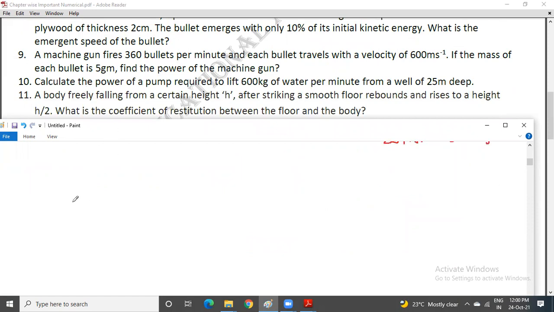This is question number 9. Machine gun firing 360 bullets per minute, and each bullet travels with a speed of 600 meters per second. If the mass of each bullet is 5 gram, again you need to convert into SI. Find the power of the machine gun. First you write down power. Power is equal to rate at which work is done. So now this work done to move the bullet.